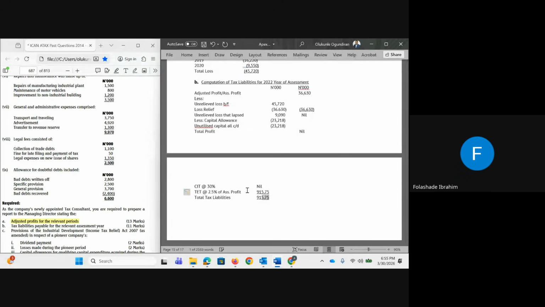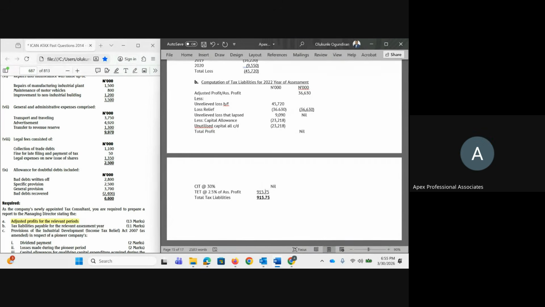Sorry, are we computing minimum tax here? No, you don't need to. Because remember, when we were doing minimum tax, I explained that companies in the first 4 years of commencement are exempted from minimum tax. And technically, this business is just under commencement. So the company will therefore be exempted from minimum tax provisions. Do you understand?